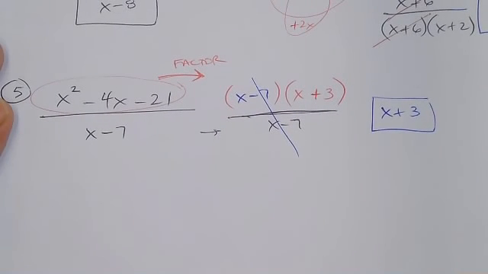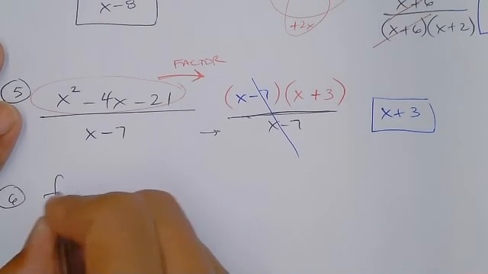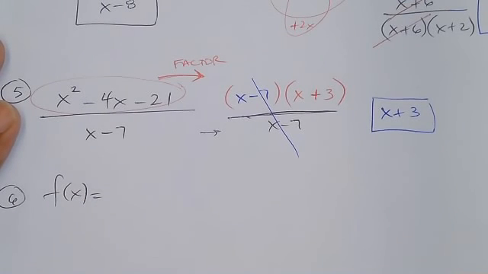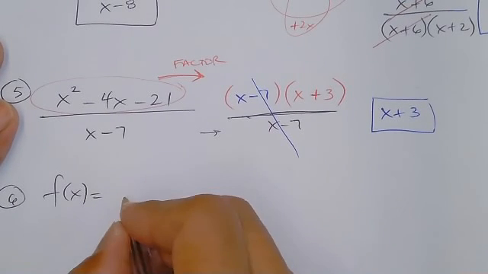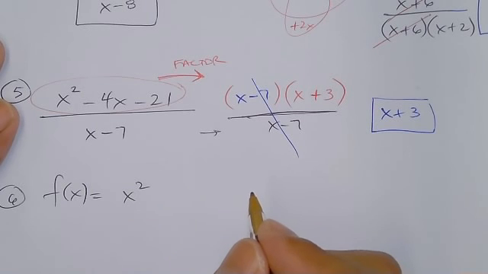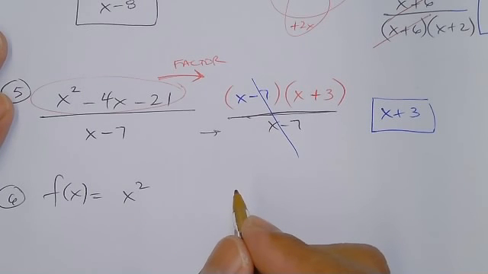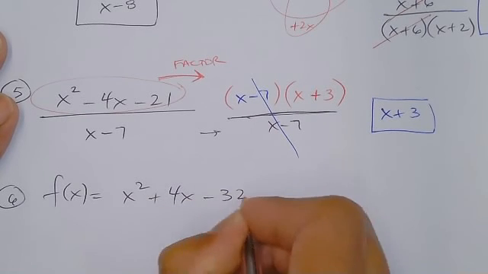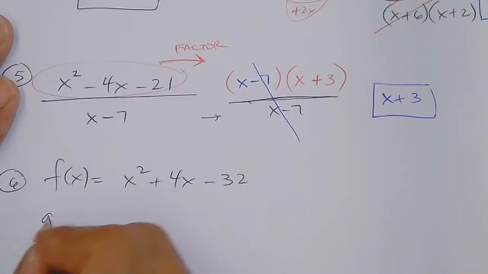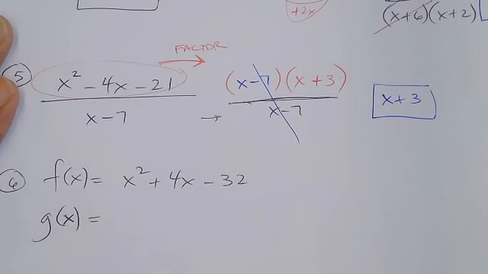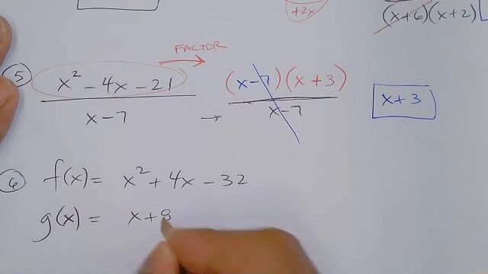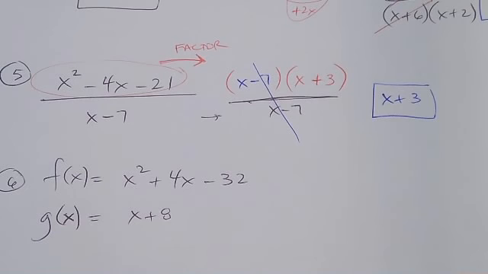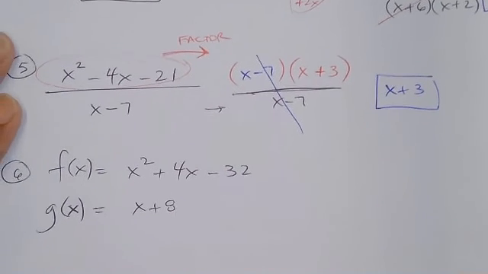And the way they're going to write it for the function notation is they'll put something like, last one here, number 6, f of x is equal to x squared plus 4x minus 32. And then they're going to put, g of x is equal to x plus 8. See, the problem's just going to be set up like this, right?